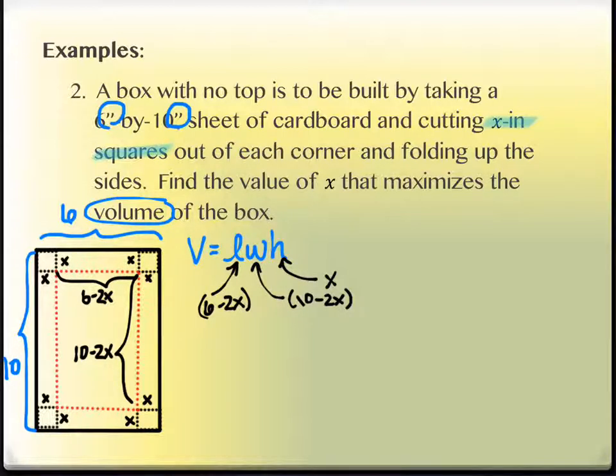And it makes sense that the corners have to be cut out squares, because if they weren't, then we'd be folding it up and we would have one height of our box different than the other height, and that wouldn't work, right? So it really does make sense that we're cutting squares out of the corners as well.